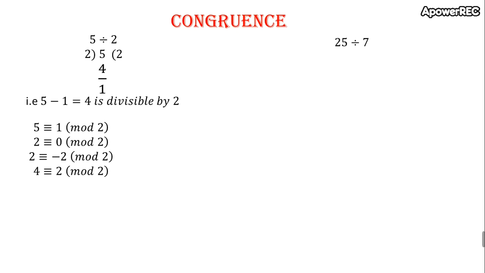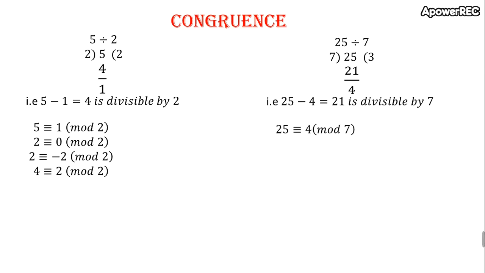Now come to the second example, 25 divided by 7. 7 is the divisor, 25 is the dividend. When we multiply 7 with 3, we get 21 and the remainder is 4. 25 minus 21, the remainder is 4. Hence, 25 minus the remainder gives us 21, which is divisible by 7. That is, 25 minus 4 equals 21. 21 is clearly divisible by 7. Hence, 25 is congruent to 4 modulo 7.